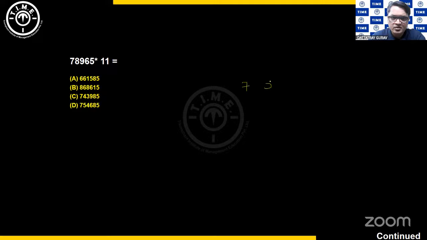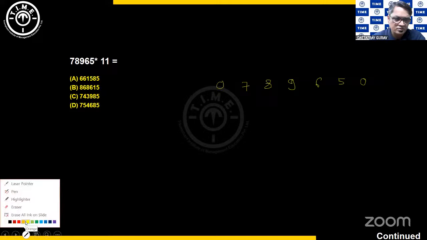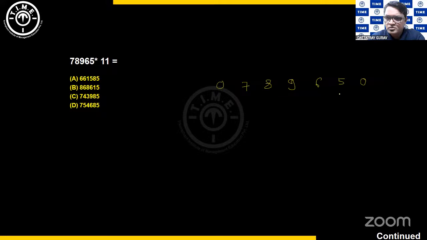This is 7, 8, 9, 6, 5. To multiply by 11, start with 0, end with 0. Just follow the technique. So what is 5 plus 0? It will be 5. So the option must end with 5. But if you look, every option ends with 5. Now 6 plus 5, 11. 1 as it is, 1 carry forward. So the answer must end with 15. Only one option ends with 15, so option B is the answer.